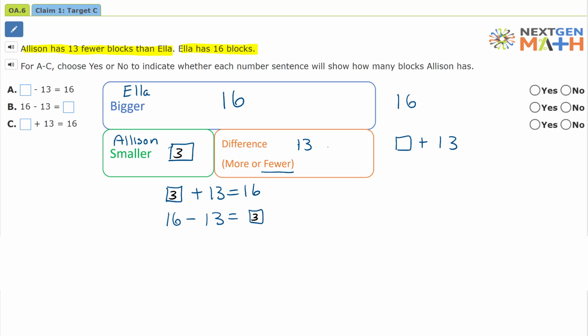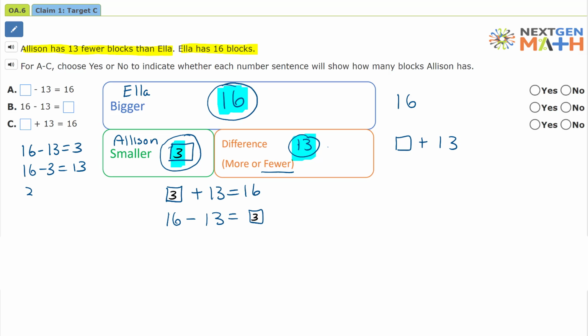There are 4 different equations, or number sentences, that we can write using the numbers 16, 3, and 13. Again, we're going to focus on the numbers 16, 3, and 13 to write number sentences to solve this problem. Well, one number sentence that we solved and used was 16 minus 13 equals 3. We could also say 16 minus 3 equals 13. For addition, 3 plus 13 equals 16, or 13 plus 3 equals 16. These are the 4 different number sentences that we can use to answer this question.